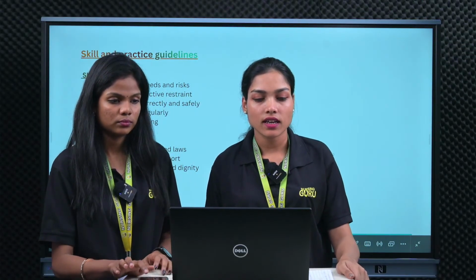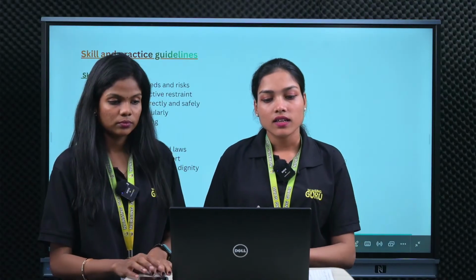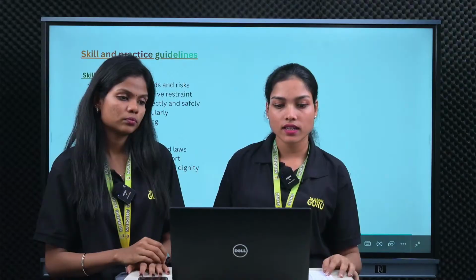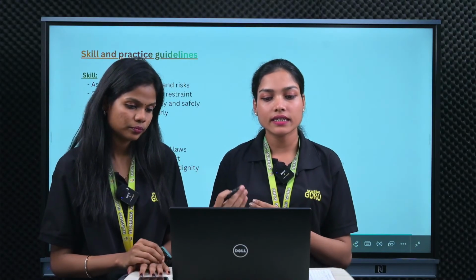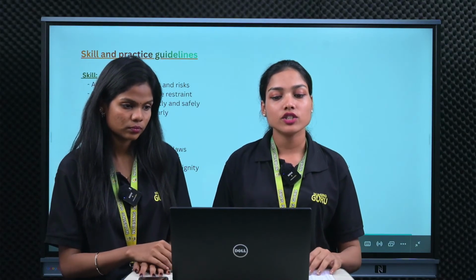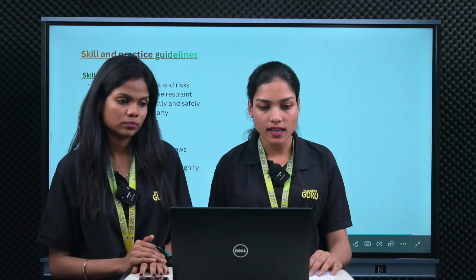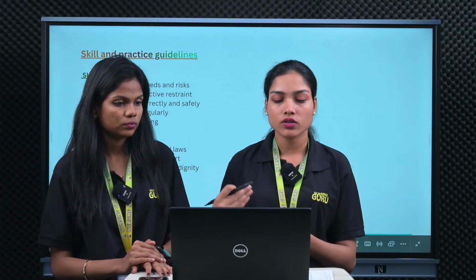Next one is skill and practice guidance. In that, first one is skill. Under that, first point, assess patient's needs and risk. We need to assess the patient's needs and risk in the hospital. Then choose least restrictive restraints. Then apply restraints correctly and safely. Monitor patient regularly and document everything. What are the things we do for the patient? We need to document all the things in the hospital settings.